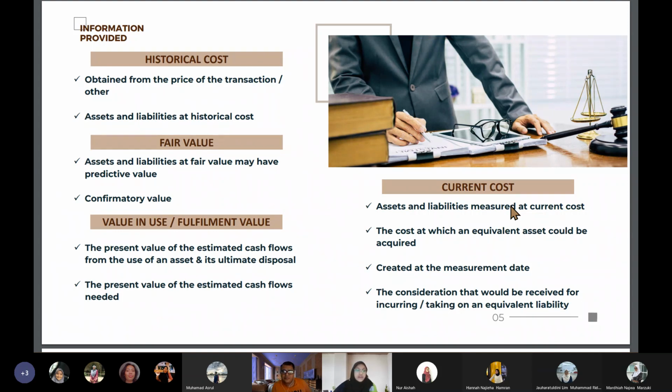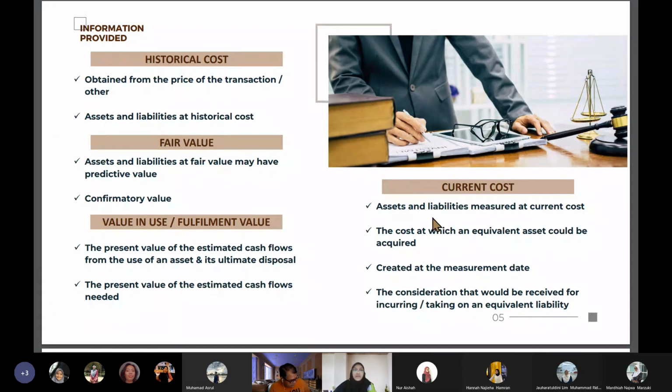So the historical cost accounting treatment remains unchanged, but there we have a fair value that we use, the entity assumption, where the assets and liabilities at fair value may have predictive value or confirmatory value. There are also value in use and fulfillment value, where the present value of the estimated cash flows from the use of an asset and its ultimate disposal. We can also ask for the fulfillment value, which we can get from the present value of the estimated cash flows needed.